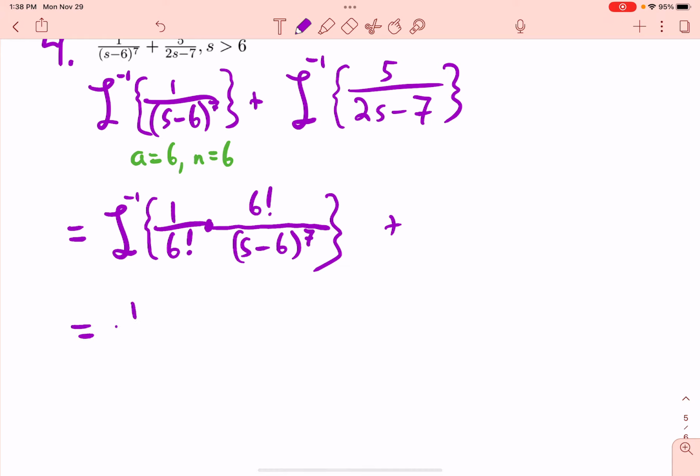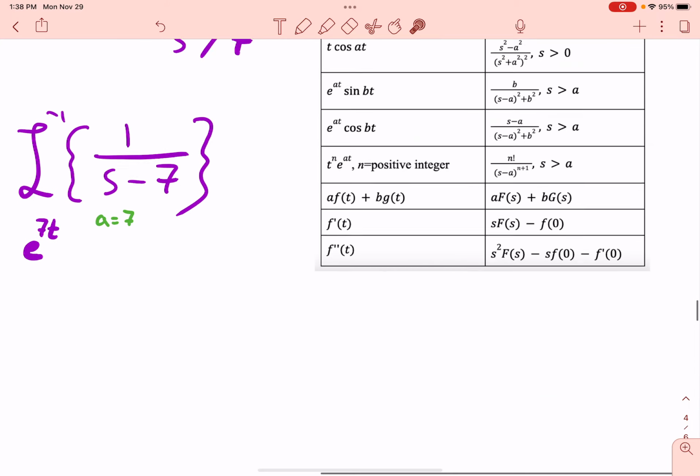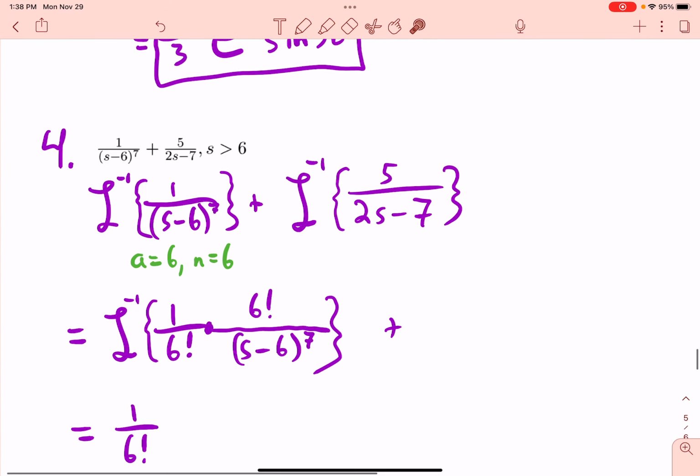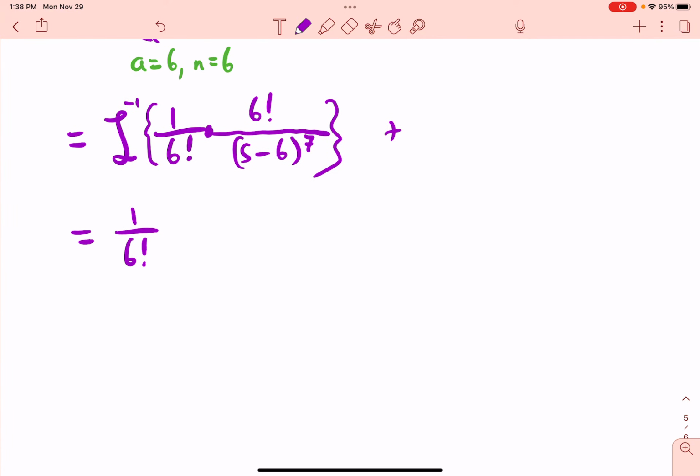All right. So this is 1 over 6 factorial. Don't forget the factorial. And then this part, this is our n factorial over (s minus a) to the power n plus 1. And as we see from our table, that one, if we know a and we know n, which we do, this is t to the n, e to the at. Let's go ahead and plug it in. So this is t to the power n, which was 6, and then e to the power at, so e to the power 6t.